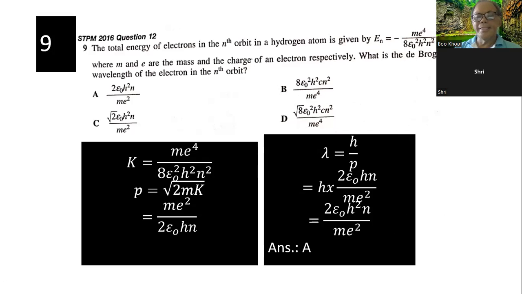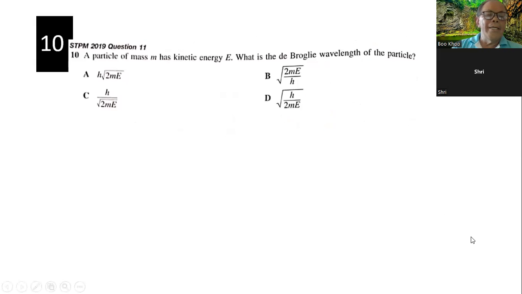Okay. Anything you want to ask? Anything not clear? Okay. The particle of mass m, kinetic energy E, what's the de Broglie wavelength of the particle? Answer?